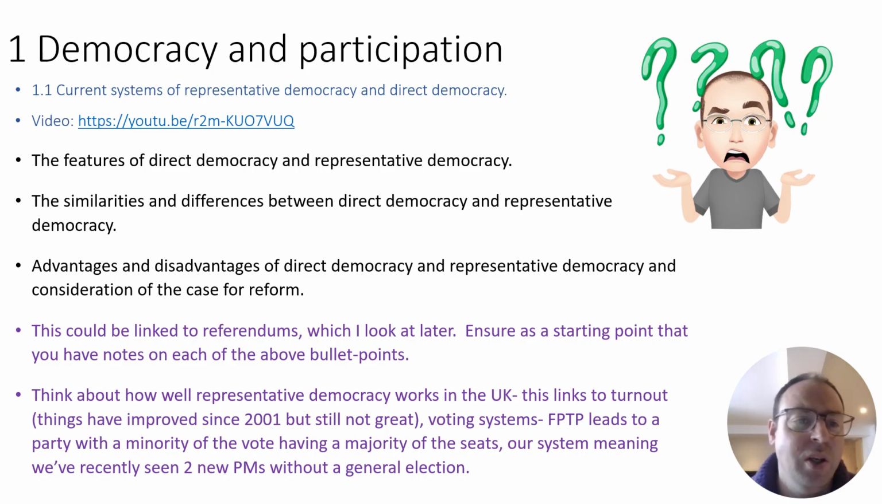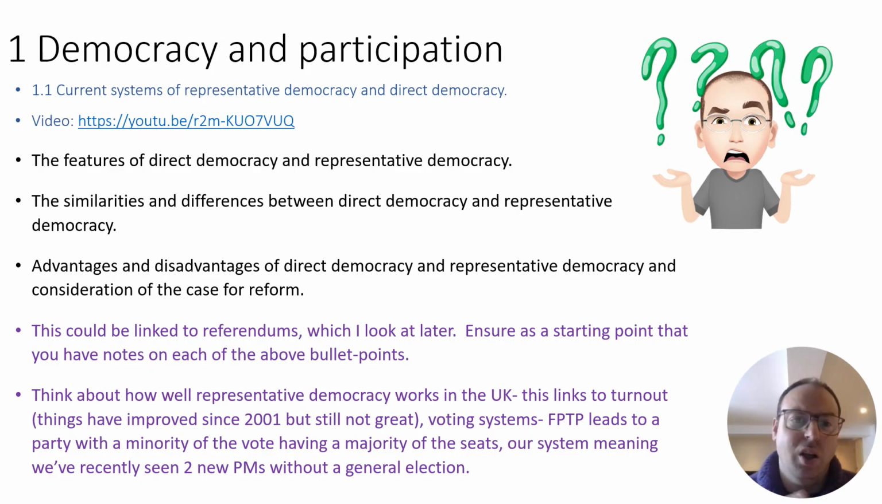The spec tells us that we need to know the features of direct democracy and representative democracy, similarities and differences between them, the advantages and disadvantages of each, and consideration of the case for reform. One of the other areas that wasn't on last year was referendums. If you want to write about UK examples, which they're going to expect you to do because this is a UK politics paper, then linking this with the referendum section makes sense.